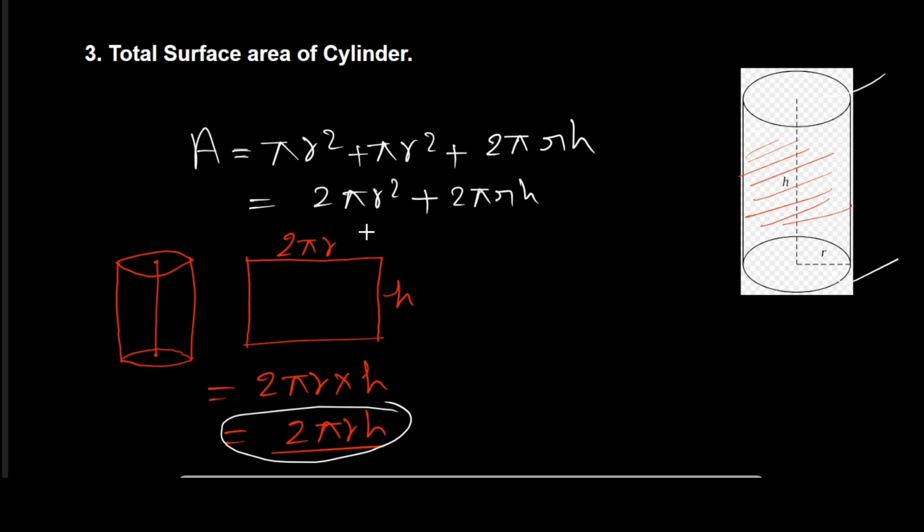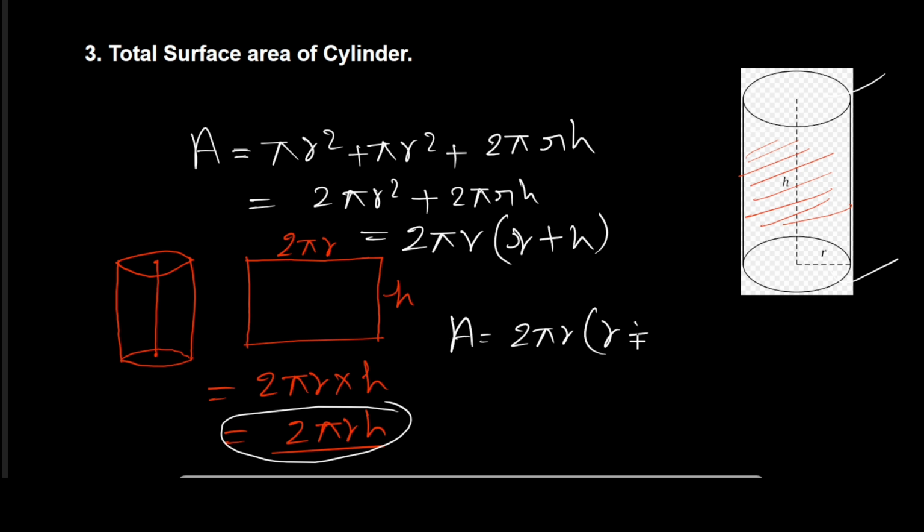Now if we take common from both of these two terms, we can take common 2 pi r from both of these two terms. So here is r plus here is h. So the formula of total surface area is 2 pi r in parentheses r plus h. So this is the formula of total surface area.